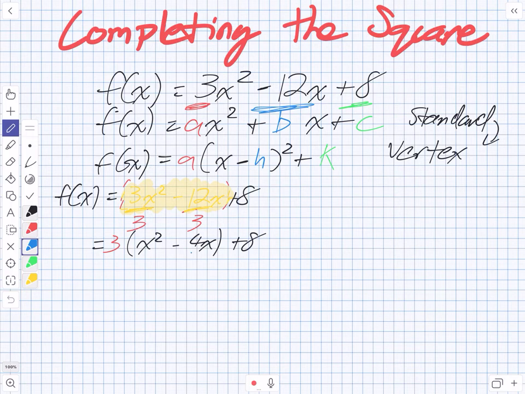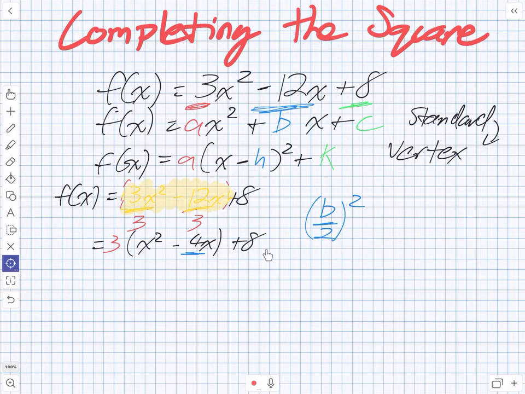This negative 4x, consider it like your new b value. What you do with this b value is take it, divide it by 2, and then square it. Then you add and subtract it within the brackets. When you add and subtract the value, you're not changing anything. For instance, if I do plus 1, minus 1, that's 0. So I'm not changing anything, but I'm making a number that's going to help us with a factoring process later.